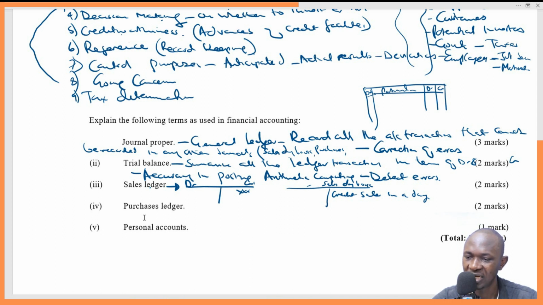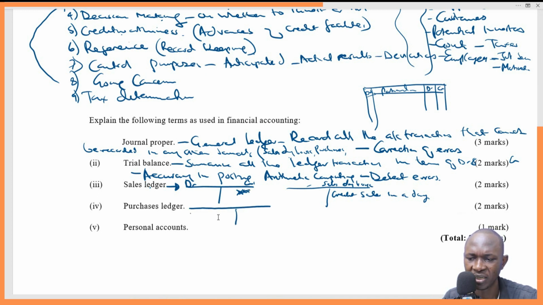The difference between sales ledger and sales day book is that the day book is only used to record the credit sales that take place in a day. So day-to-day credit sales. But sales ledger, all the sales that have taken place in a particular period of time, and in most cases we talk about a month. It's a credit entry.